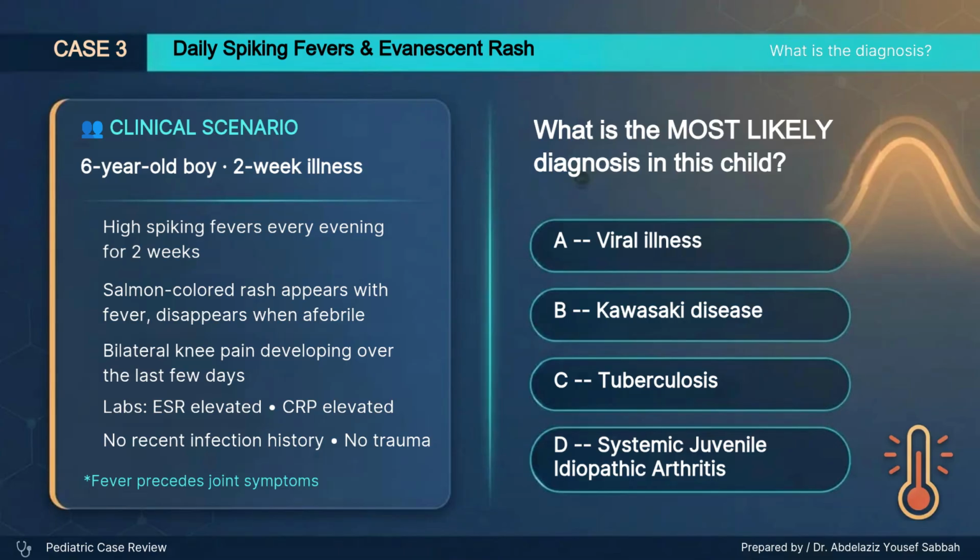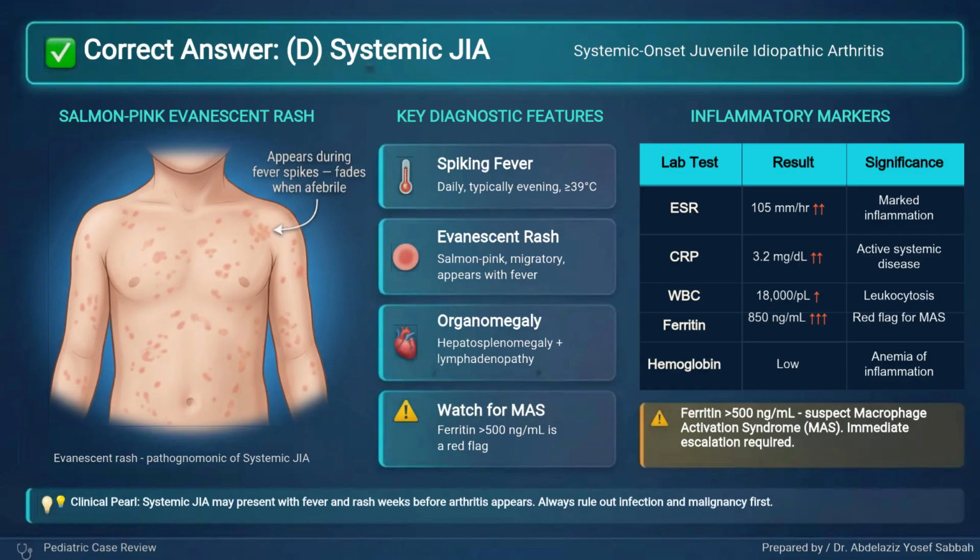Option A, viral illness. Option B, Kawasaki disease. Option C, tuberculosis. Option D, systemic juvenile idiopathic arthritis. The correct answer is option D, systemic juvenile idiopathic arthritis. The key diagnostic features include daily spiking fever, typically in the evening, reaching 39 degrees Celsius or higher. The evanescent rash is salmon pink, migratory, and appears with fever.